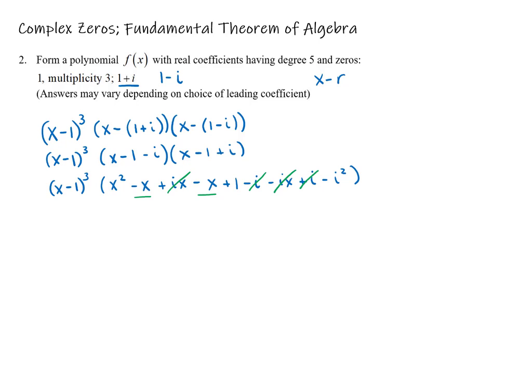Those do cancel out. And so I'm going to get x minus 1 cubed. And this one simplifies to x squared minus 2x. And I have a plus 1. And this one's going to become a plus 1 because that's minus a negative 1. So that's going to be plus 2. And so then we need to multiply this out.